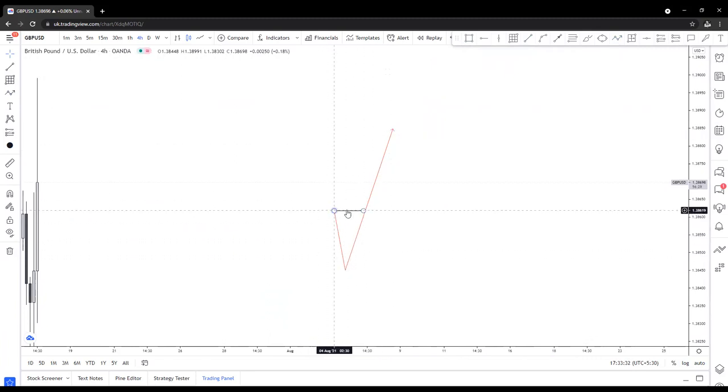It doesn't necessarily have to break structure, but I'm just showing you one single candle. Price came back down. Sellers pushed it back down, and then the buyers took the upper hand and pushed it back higher. Right here. So you have seen this, right?